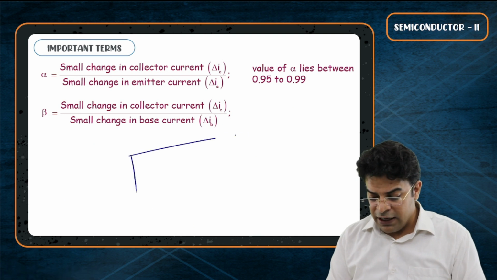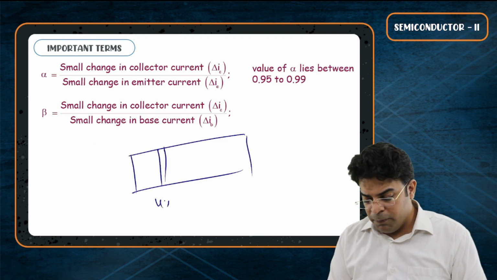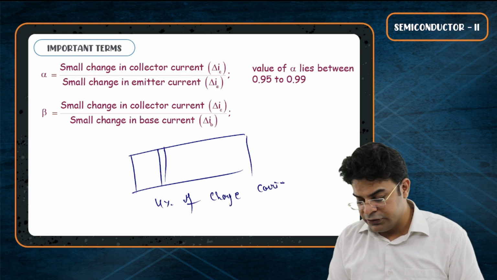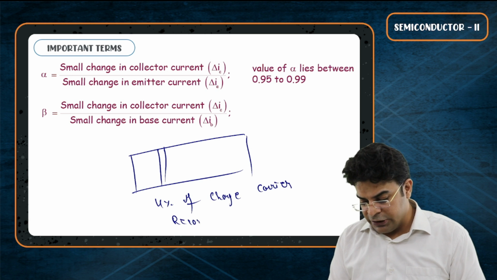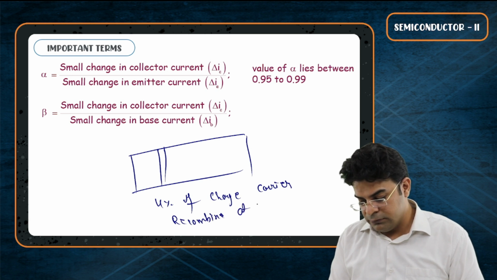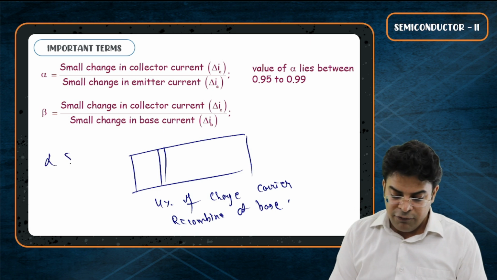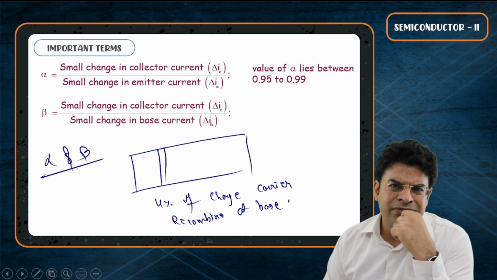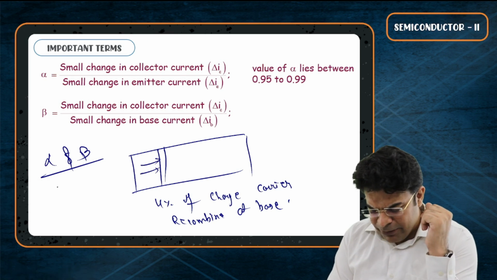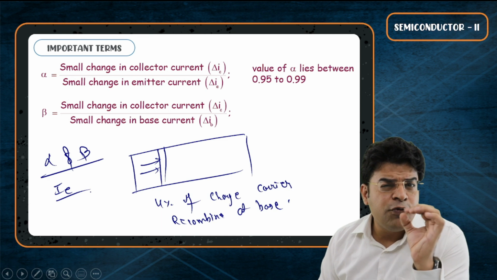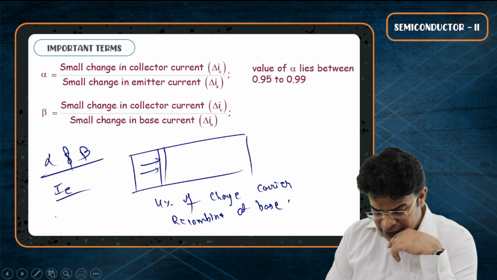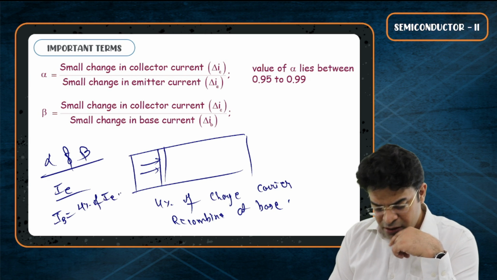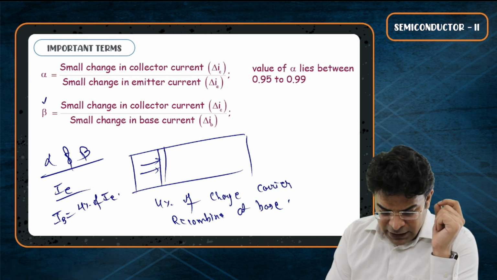Similarly, if I tell you that 4% of charge carriers recombine at base, tell me alpha and beta. How will you answer? You will say, sir, it's easy. Let's say that the emitter current is IE. You are saying that 4% recombine at base. It means that IB, the base current, has to be 4% of IE. So I can say that beta has to be how much?